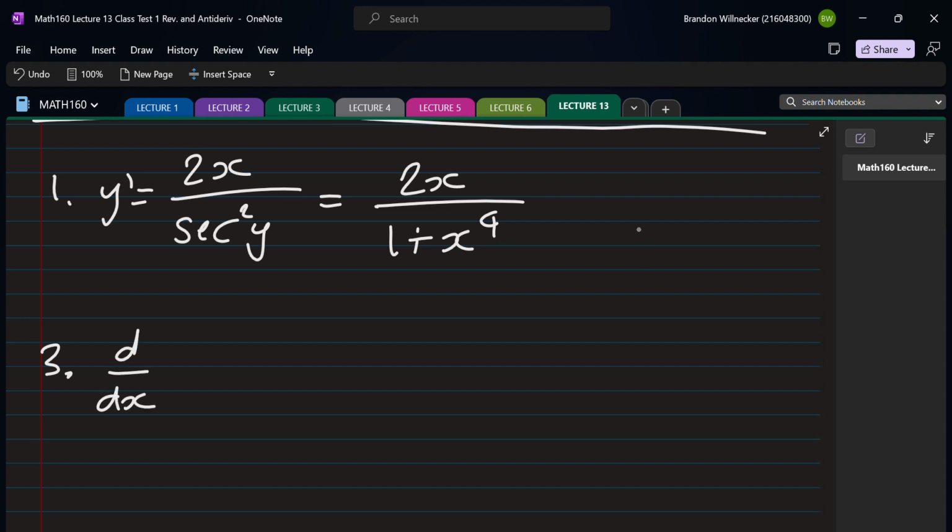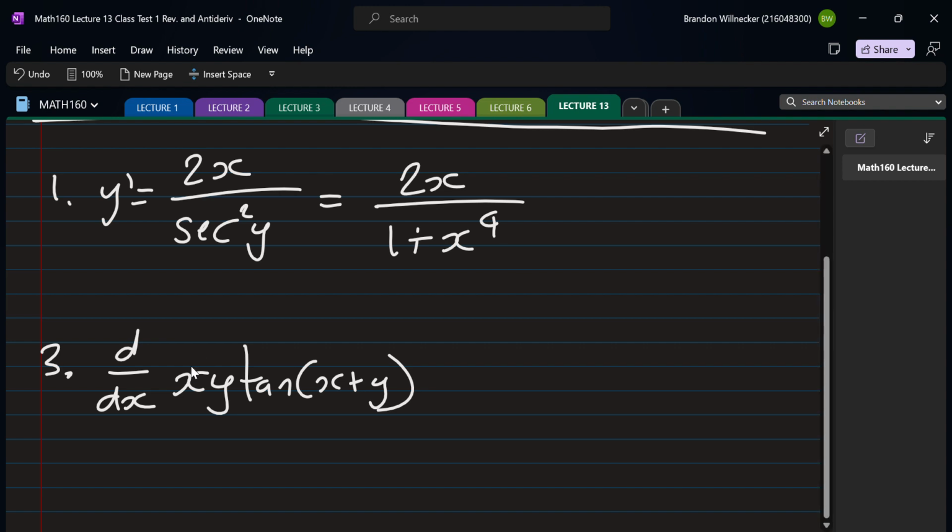We had d by dx of xy tan(x plus y). So we see we have a product of 3 functions. The x, that's the one, y, that's another, tan, that's the third one. But inside tan, we've got more stuff going on. So apart from using the product rule, we also need to use the chain rule for tan. A lot of students were trying to do everything at once, and then they left things out.